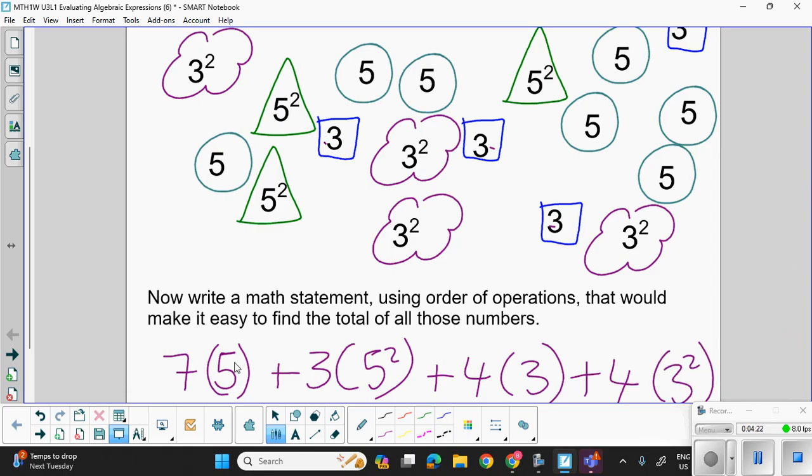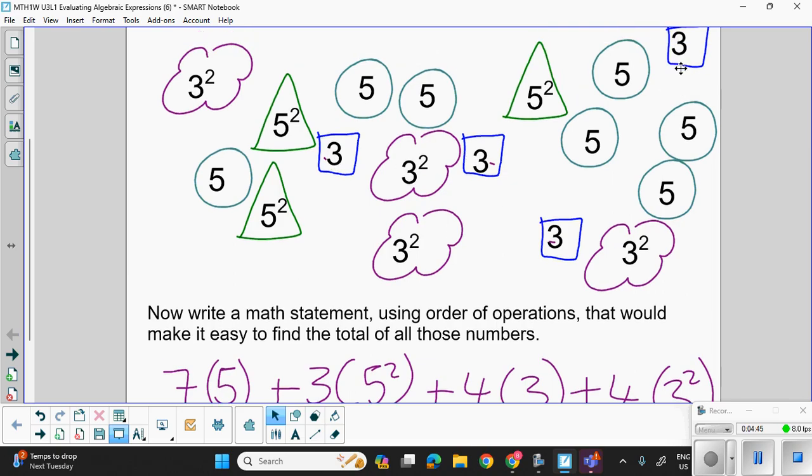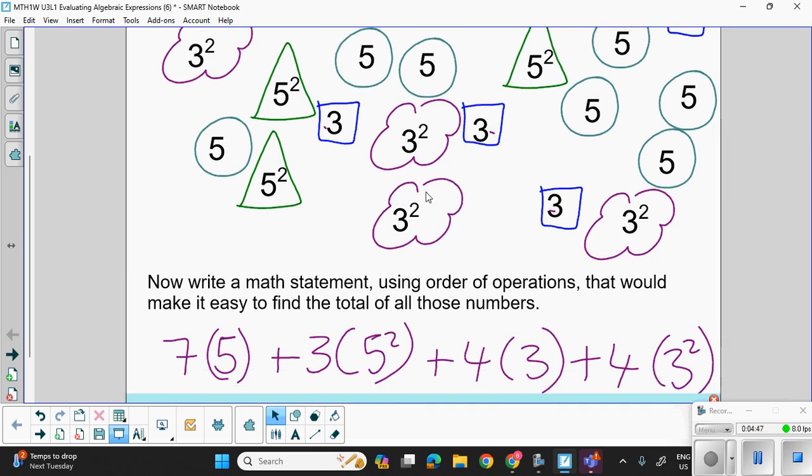Okay, so I have 7 times 5. And then I could add the 5 squareds. Those are the ones with the triangles. And you can see we have 1, 2, 3. So I have 3 5 squareds. Now if I look at the 3s, the 3s are in the blue boxes here. And so I have 1, 2, 3, I have 4 of them. There's one at the top there. And finally, 3 squareds, the clouds, 1, 2, 3, 4. So I have 4 3 squareds.